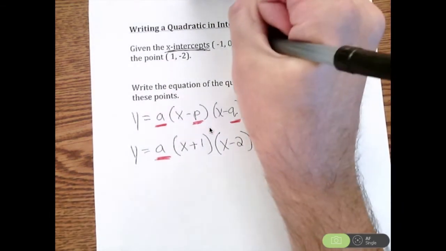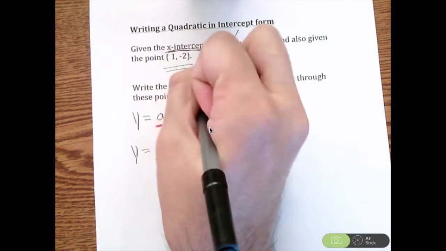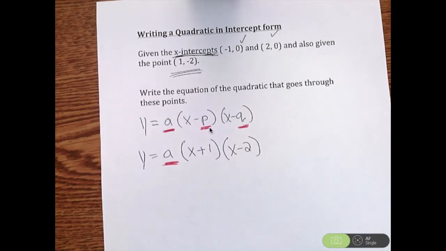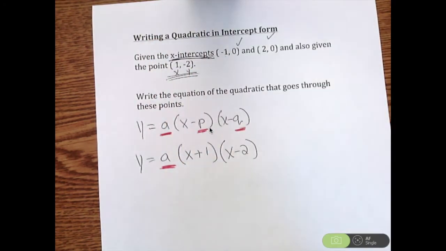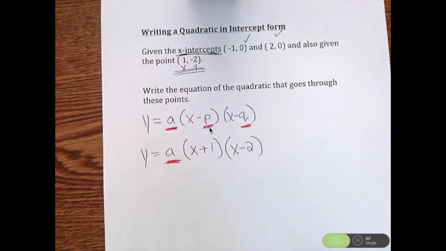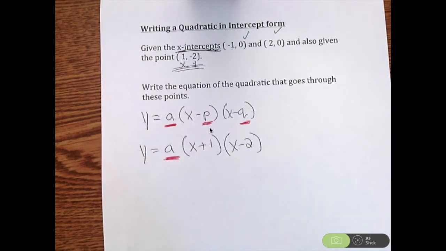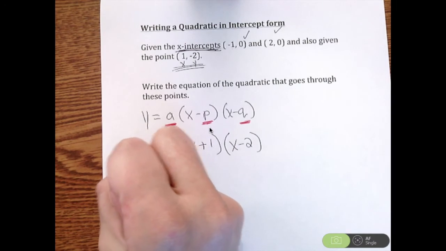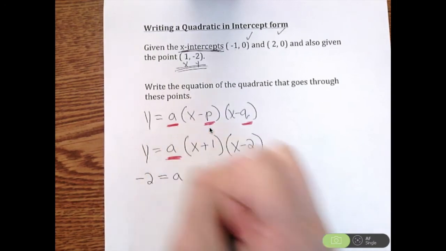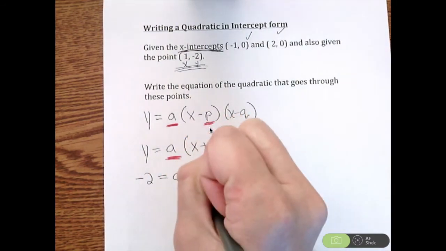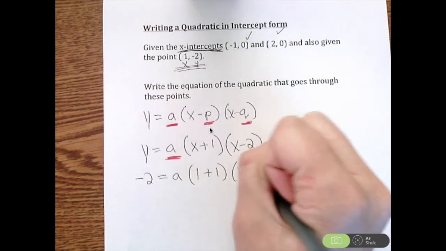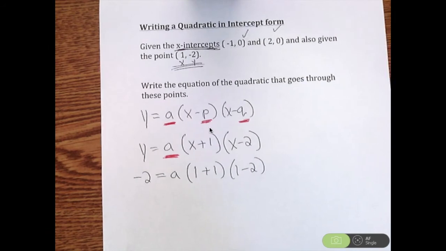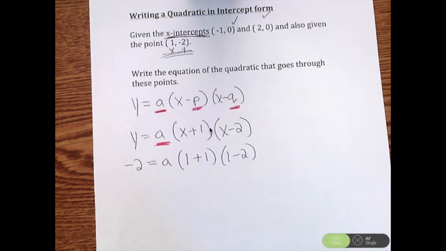So I've used those two points, so the only thing left to use is that point (1, -2). What we're going to do is plug that in for both x and y, and using that, we're going to see if we can solve for this a, which we still need. So this is going to look like -2 equals a, which I still don't know, and instead of x, I'm going to have 1, so we're going to have 1 plus 1 and 1 minus 2.